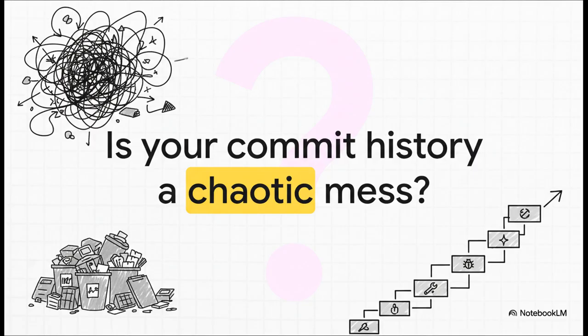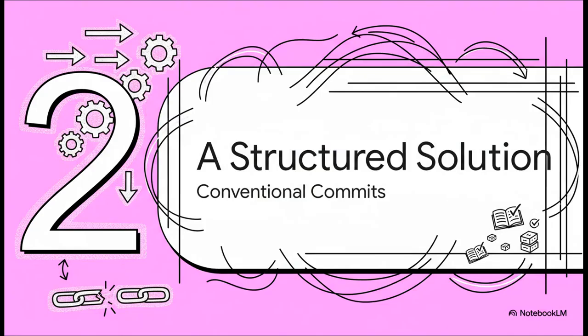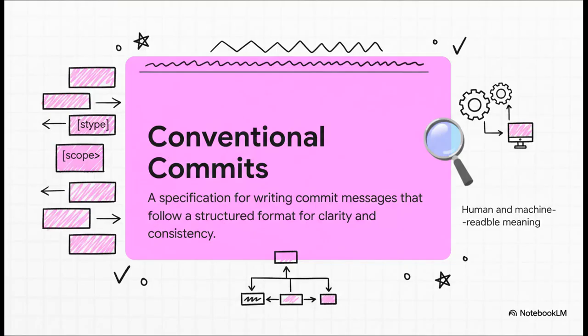So take a second and think about your own projects. Does the commit history look like a chaotic mess? If the answer is yes, hey, you're not alone. But thankfully, there is a much, much better way. And that solution is a simple but really powerful specification called conventional commits. It's a system designed to bring some much-needed order to the chaos, turning your commit history into a valuable asset instead of a liability.